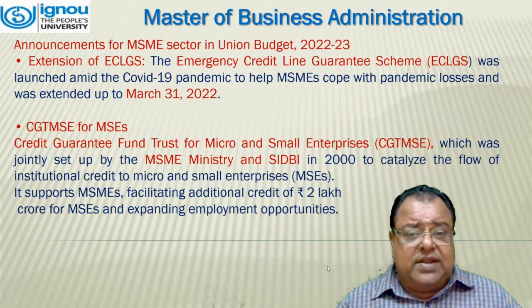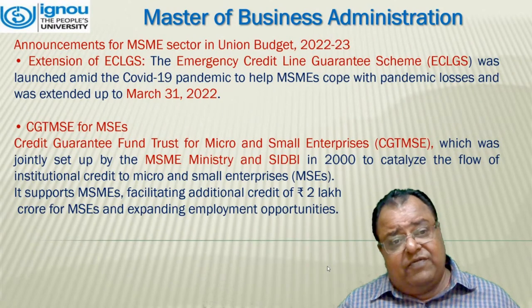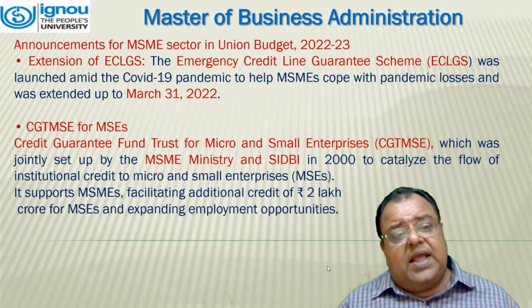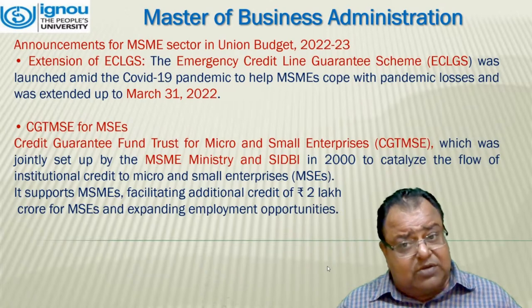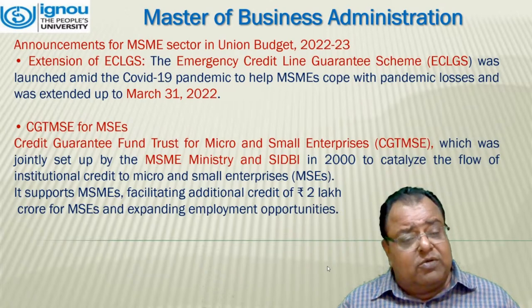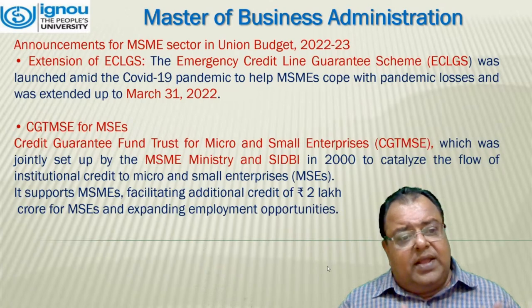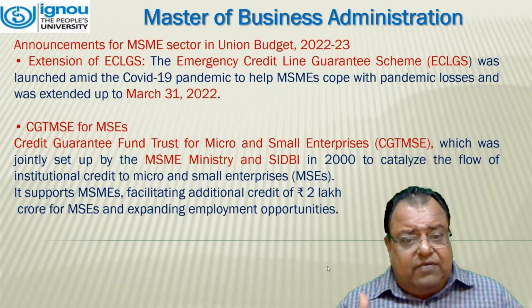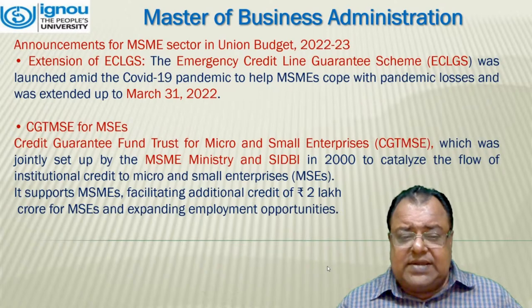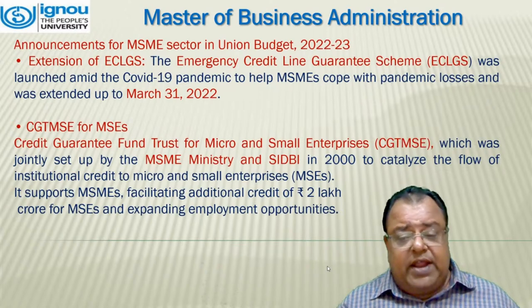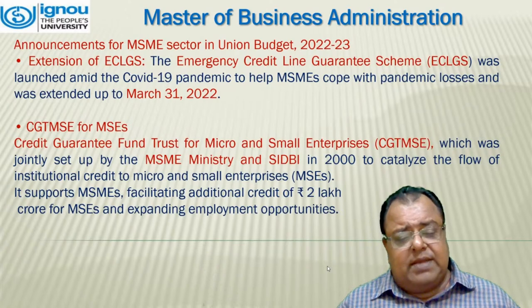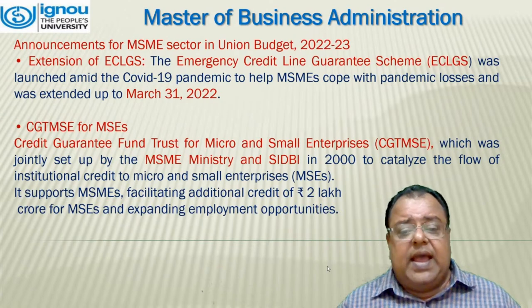Announcement for MSME sectors in the Union Budget 2023. There is an extension of ECLGS, that is Emergency Credit Line Guarantee Scheme. It was launched amid the COVID-19 pandemic to help MSMEs cope with pandemic losses, and was extended up to 31st March 2020. CGTMSE, that is Credit Guarantee Fund Trust for Micro and Small Enterprises, was jointly set up by the MSME Ministry and SIDBI in 2000 to catalyze the flow of institutional credit to micro and small enterprises. In support of MSMEs, it facilitates additional credit of rupees 2 lakh crores for MSME and expands employment opportunities.